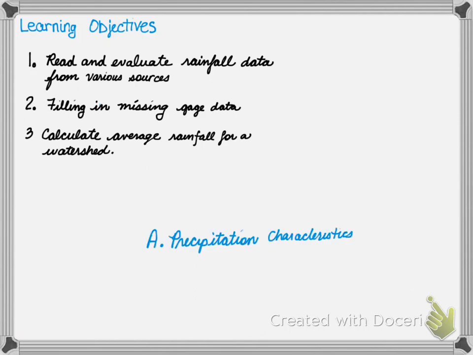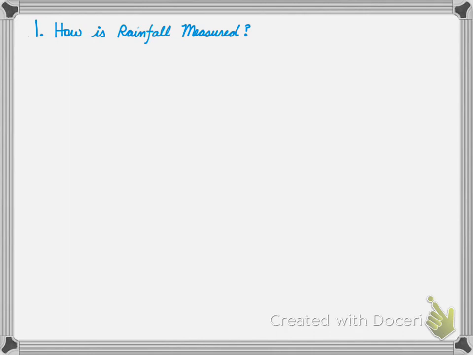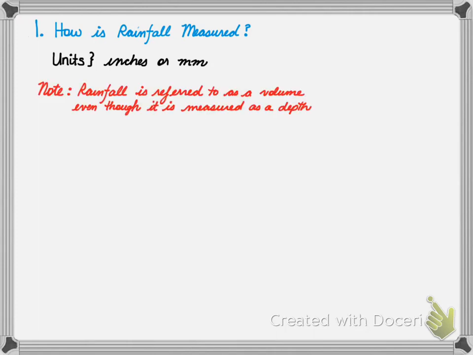So let's talk about precipitation characteristics. Rainfall measurement is key in understanding how much rainfall has fallen at a specific time or for a specific storm. For example, on September 15, 2015, Los Angeles had received a record 2.39 inches of rainfall in 24 hours, making it the wettest September on record. As you note, the units used to measure the rainfall are inches and sometimes millimeters.